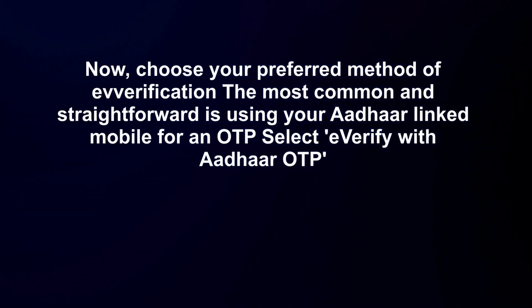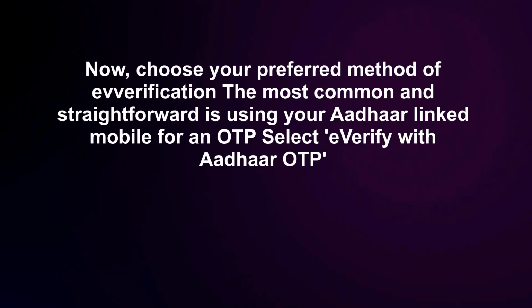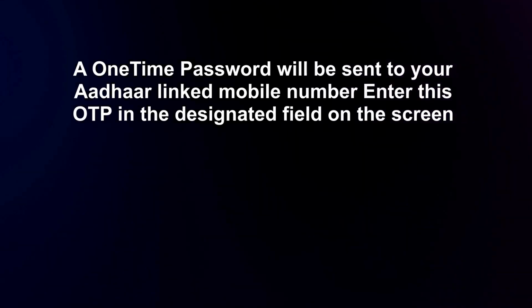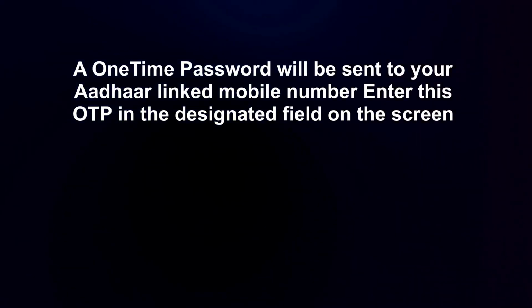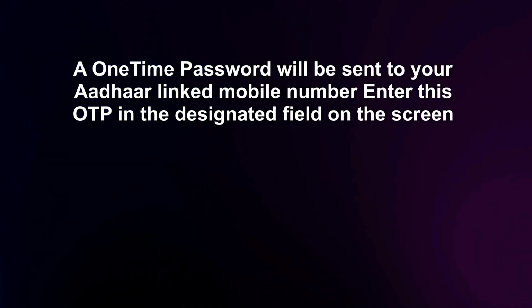Now choose your preferred method of verification. The most common and straightforward is using your Aadhaar-linked mobile. For an OTP, select Verify with Aadhaar OTP. A one-time password will be sent to your Aadhaar-linked mobile number. Enter this OTP in the designated field on the screen.